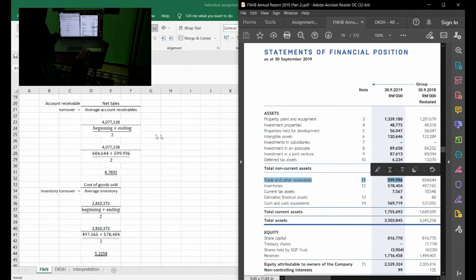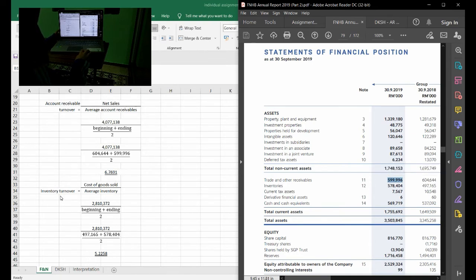where the average account receivables is where you take the beginning plus the ending of account receivables divided by 2. So the beginning is in 2018, where it is 604,644, and the ending will be 599,996. So the final answer is 6.7691.